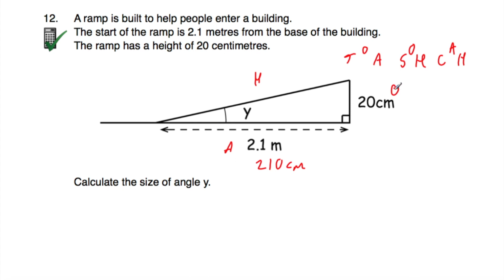Now in this question, you can see we're going to be using the opposite and the adjacent, and we're not using the hypotenuse, so let's cross off the hypotenuse. So in this question, we're going to be using tan. Now we're trying to find the size of the angle. That means we cover up the t, and we find that the tan of the angle is equal to the opposite divided by the adjacent. So let's write that down. The tan of the angle, so tan y, is equal to the opposite divided by the adjacent.